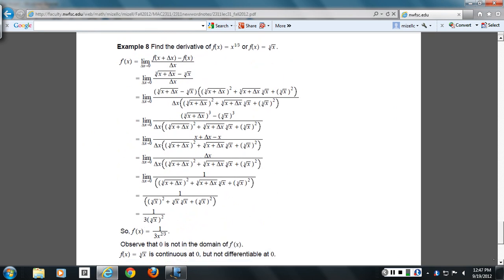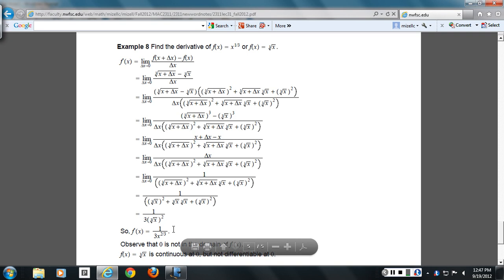This is f of x equals the cube root of x, and the function itself has all real numbers in its domain. You can take the cube root of positive numbers, you get positive numbers. You can take the cube root of negative numbers, you get negative numbers, and take the cube root of 0. So that function is continuous and has all real numbers in its domain.